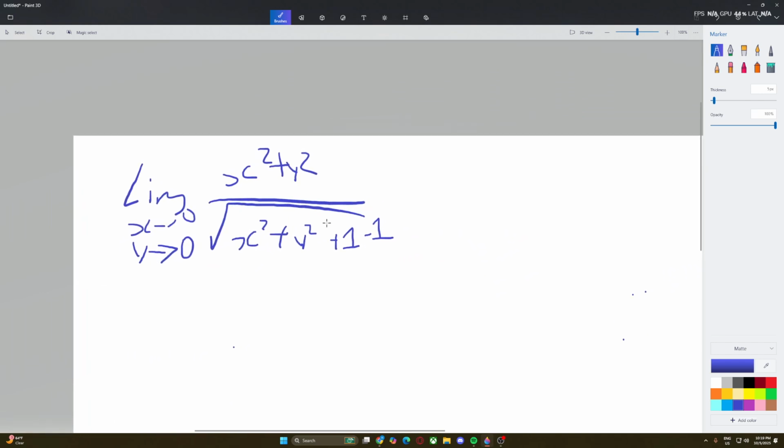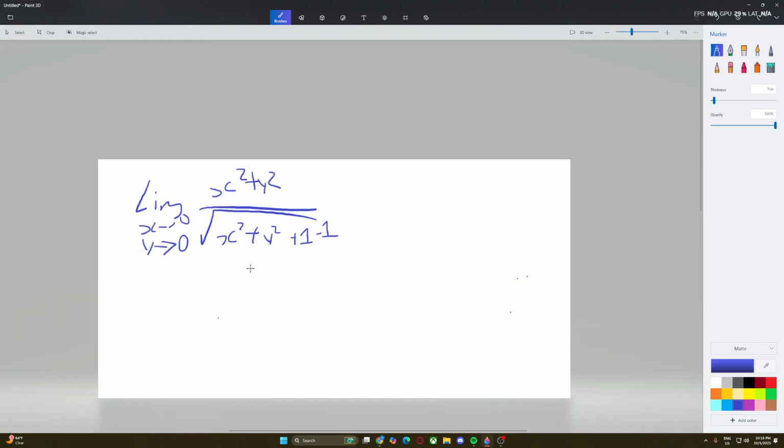So, notice this minus 1 here. This minus 1 can be seen as a difference of squares. So if we multiply by its conjugate, we multiply this by the square root, I'm not writing all that, the square root plus 1 over the square root plus 1.